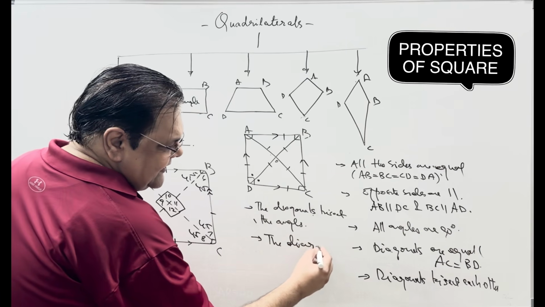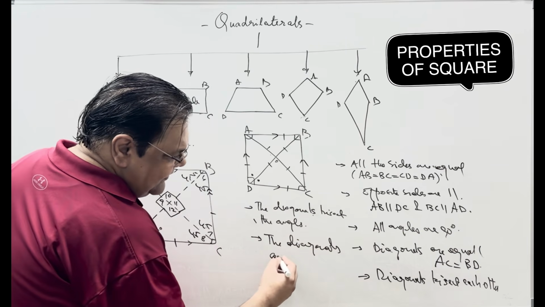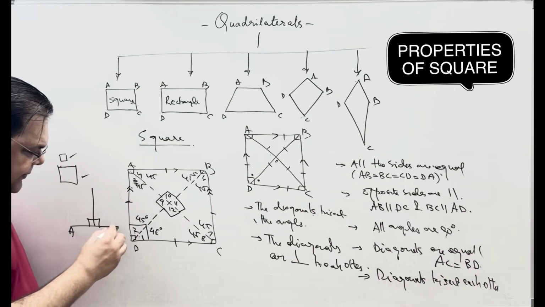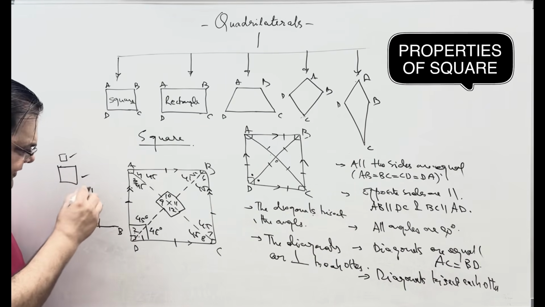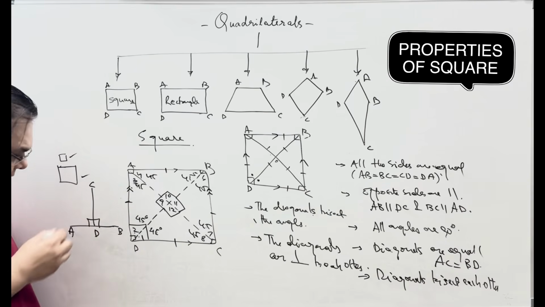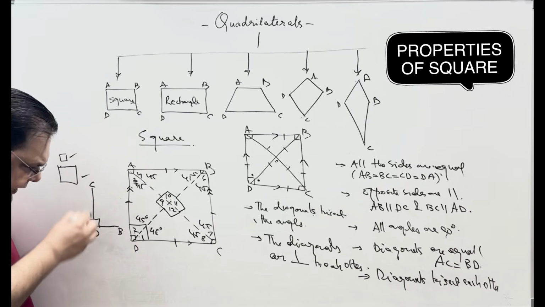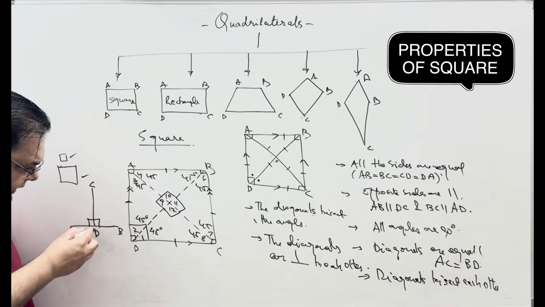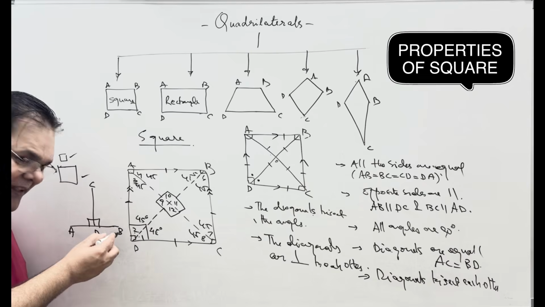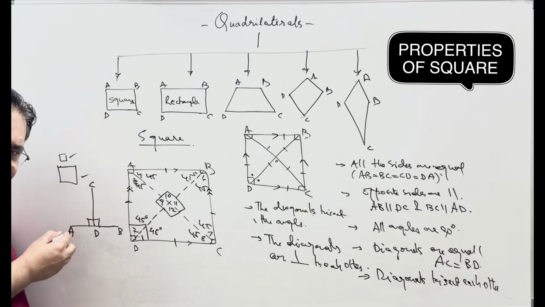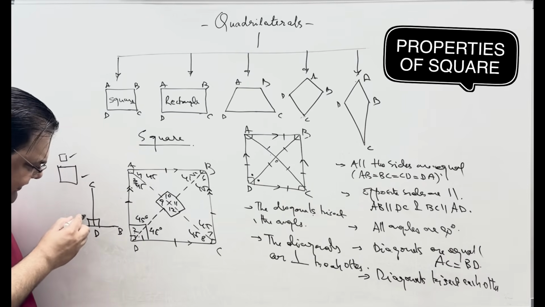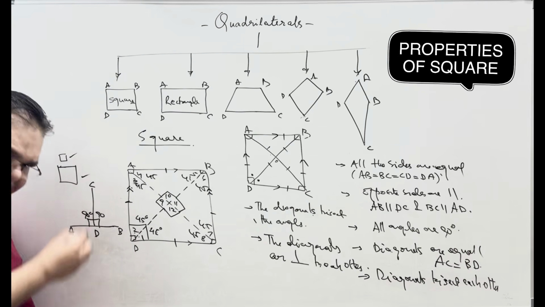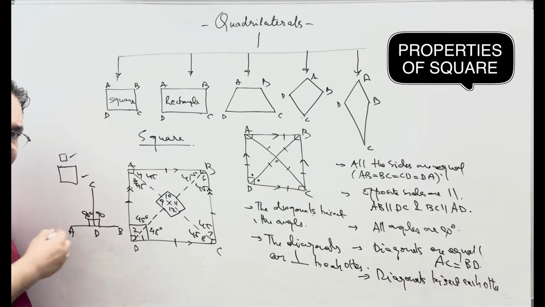One more. The diagonals are perpendicular to each other. This is line AB. This is line CD. I am saying CD is perpendicular to AB. That means CDB is 90 degrees or CDA is 90 degrees. So when this is 90 and this is 90, this is called perpendicular. So CD is perpendicular to AB.